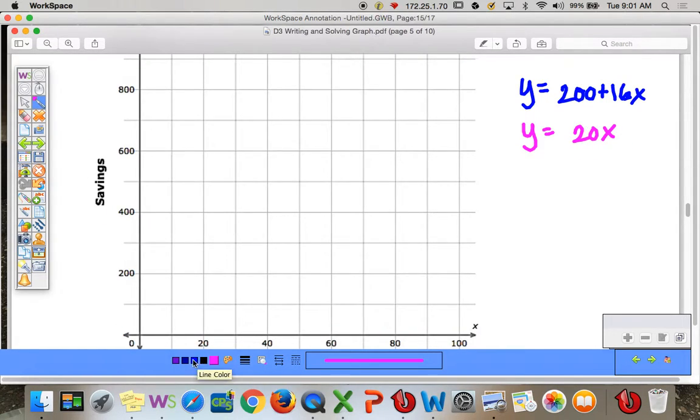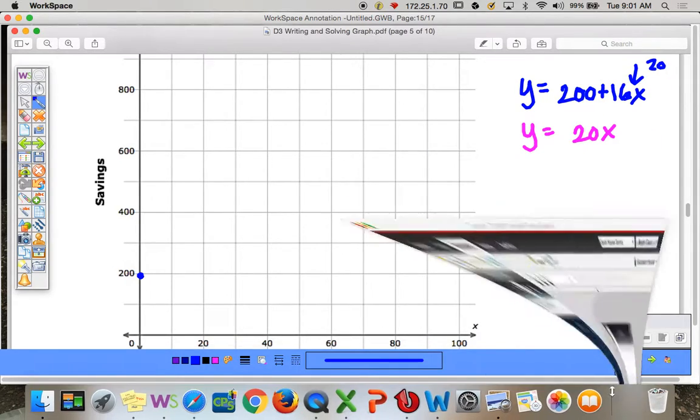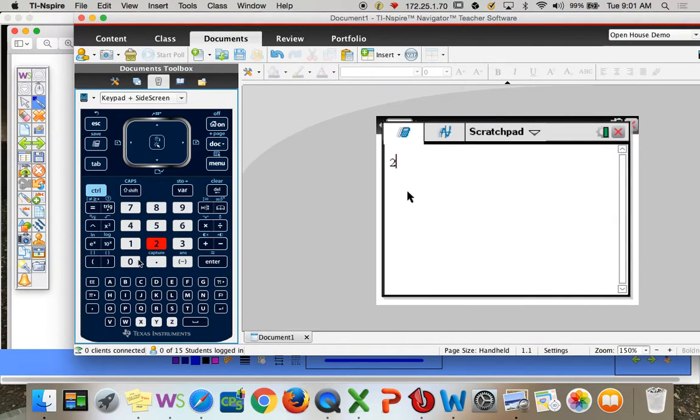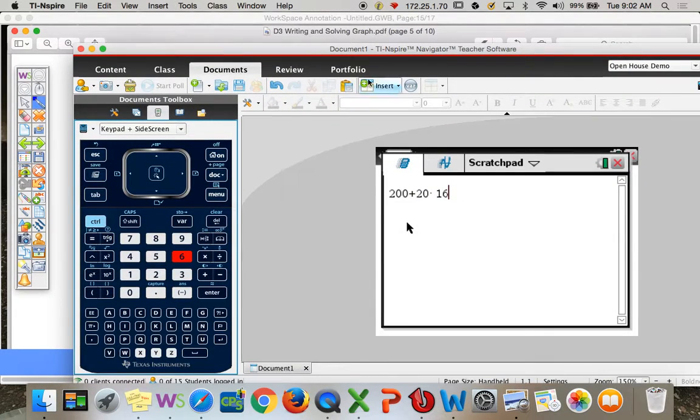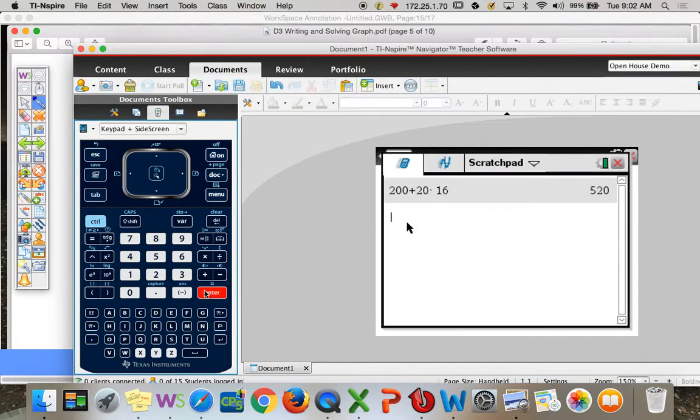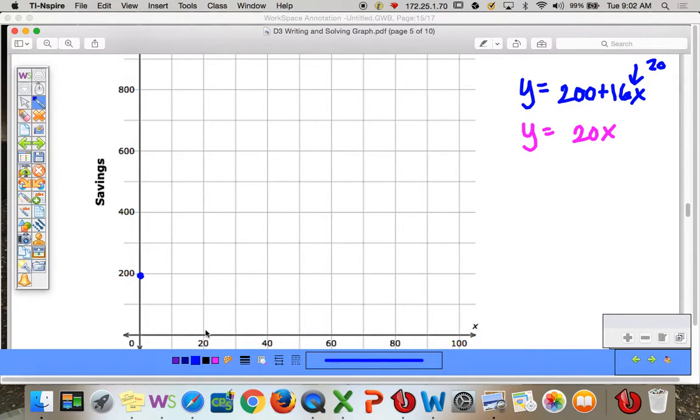Okay, so let's graph Maddie's first. She starts at 200. She goes up about 16. Here's 100. Let's just put in a 20 and see what happens. So let's do my scratch pad. 200 plus 20 times 16. Was it $20? No, 16. Oh, 16 times 20, so that's fine. Okay, so she's at 520 this week. So here's 500. Here's about 520.